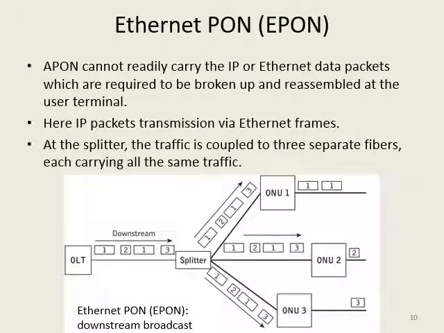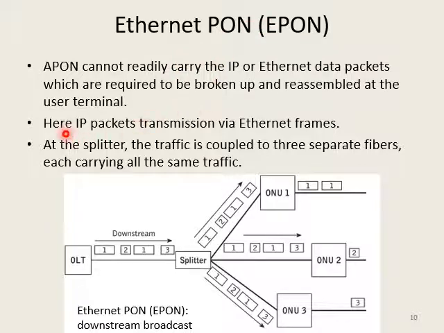Next is another type of PON, the Ethernet PON, which we simply call EPON. APON cannot readily carry Internet Protocol or Ethernet data packets, which must be broken up and reassembled at the user terminal. This is one of the disadvantages of APON, and this problem can be overcome with the help of EPON.